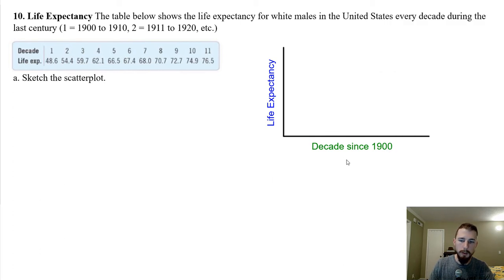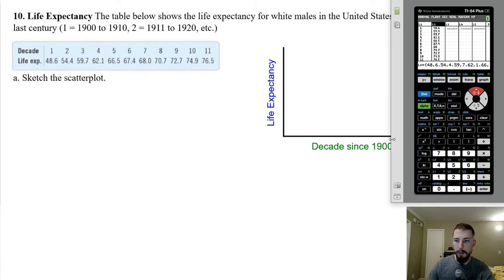Clearly, if we have any variable that's time related, it's going to be our explanatory variable most of the time. And then our response variable is going to be whatever we're trying to measure or that we're interested in, which is going to be the life expectancy. So that's going to be our dependent variable, or our response variable, as we like to call it.